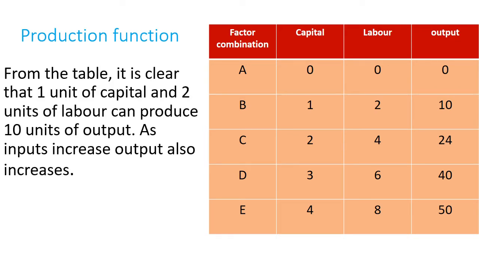So from the table it is clear that 1 unit of capital and 2 units of labor can produce 10 units of output. 2 units of capital, 4 units of labor can produce 24 units. 3 units of capital and 6 units of labor can produce 40 units of output. And 4 units of capital, 8 units of labor can produce 50 units of output. So as inputs increase, output also increases.